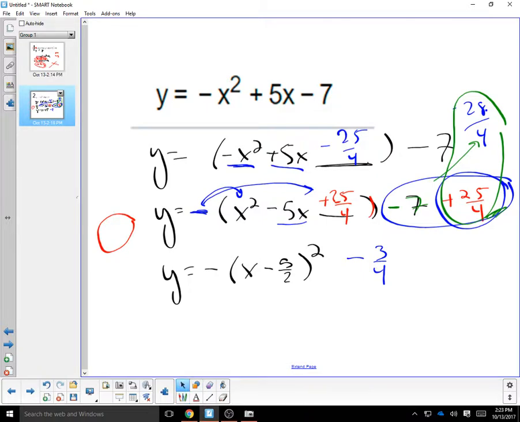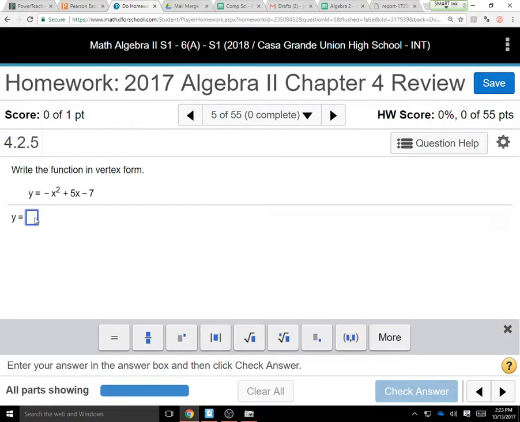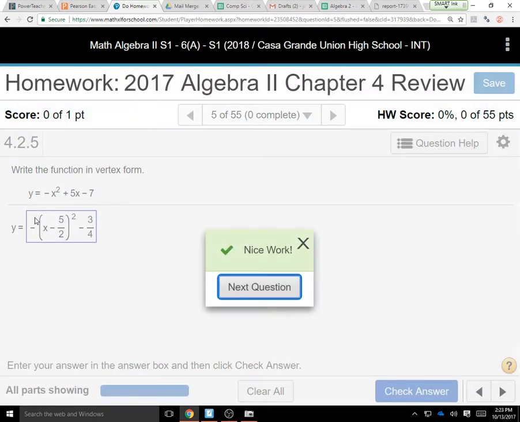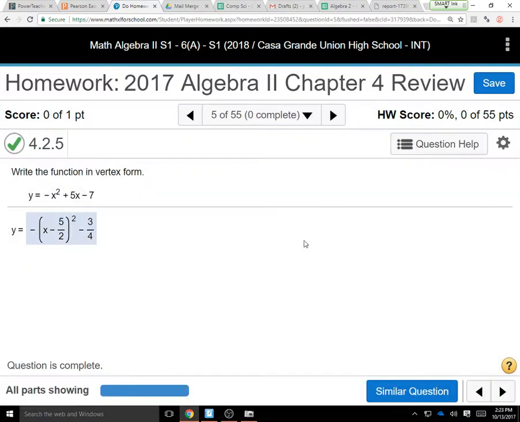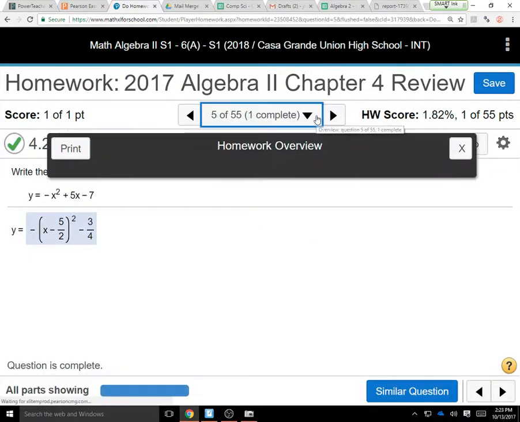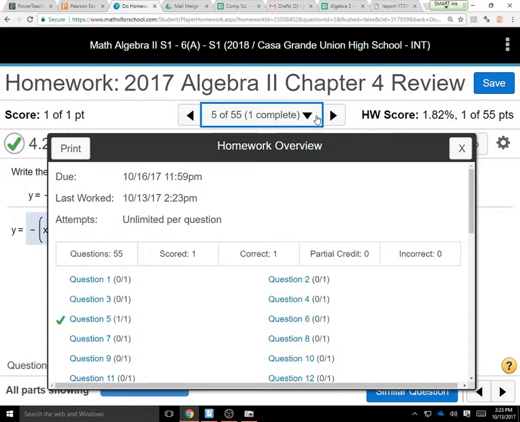So I'll plug it in and double check it. Make sure that Munoz isn't lying. It should read y equals negative x minus 5 halves squared minus 3/4, right? Woo! Math! So, I got it. Okay. I'm going to come back to this because there's a harder one right now.